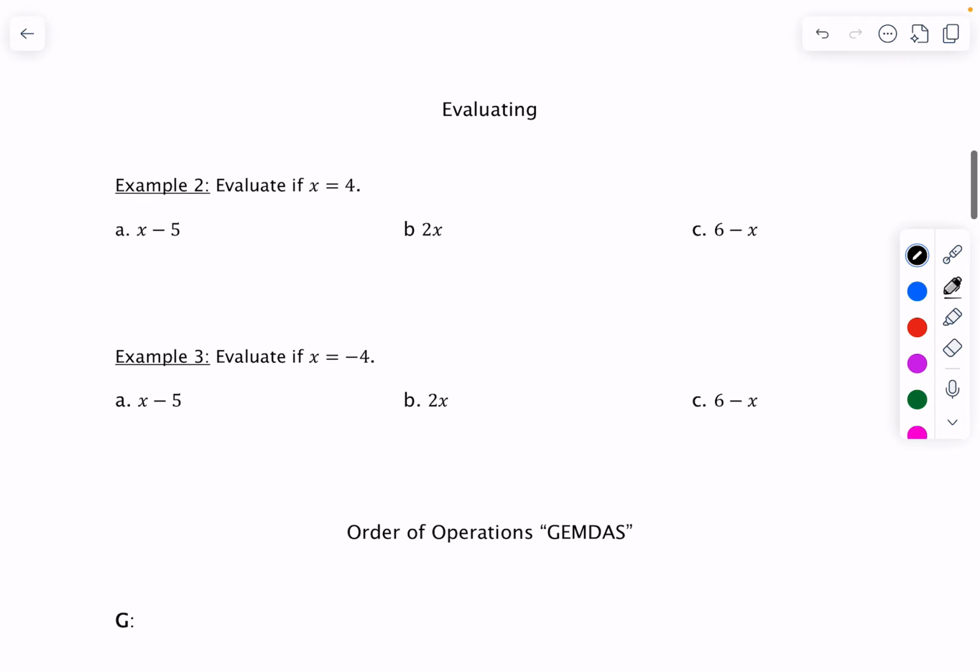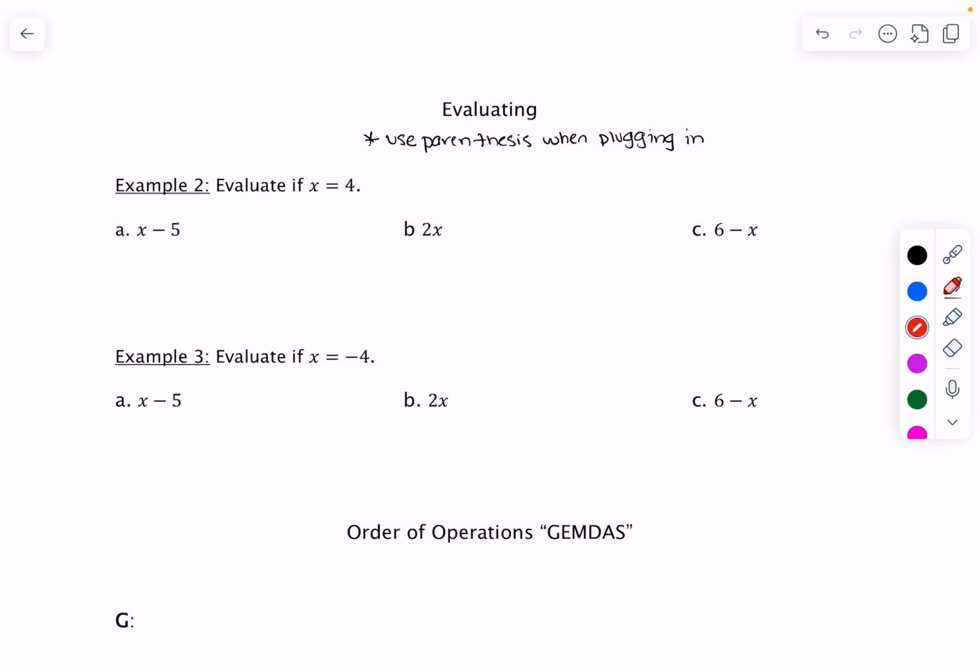So like I said before, evaluating is calculating the value of something, plugging and chugging. The really key part of evaluating is that we use parentheses when we plug things in. So let's make a note here: we need to use parentheses when plugging in. And so here's what I mean by that.